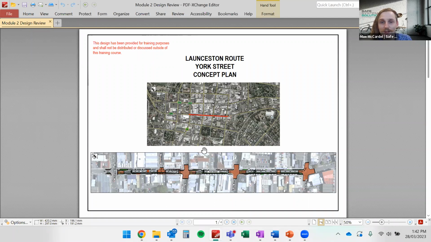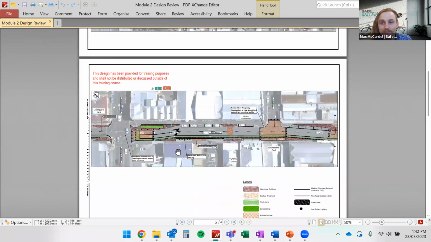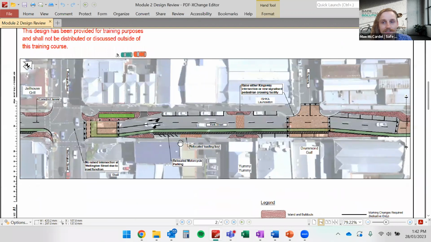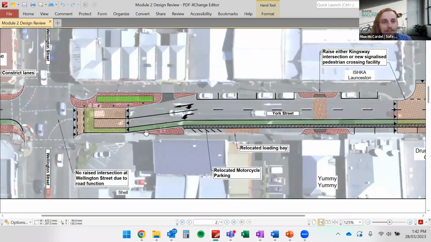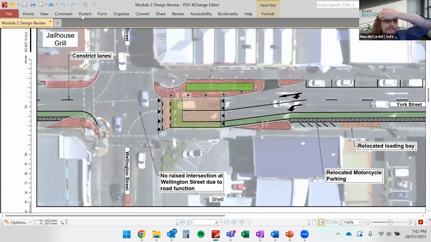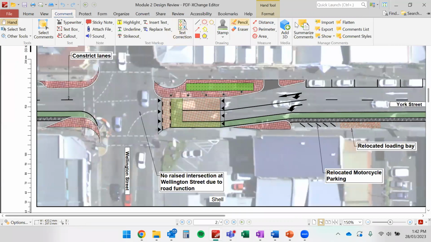I did want to mention one particular aspect of this design. So, Kathy, has that design come up on your screen? You can see that? Yep. Excellent.